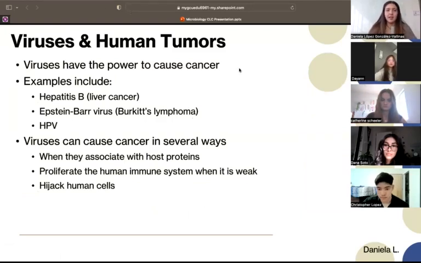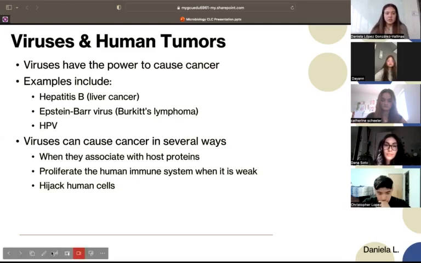Okay, so viruses in human tumors. Viruses have the power to cause cancer. Some examples are hepatitis B, which causes liver cancer, Epstein-Barr virus, which causes Burkitt's lymphoma, and HPV. Viruses can cause cancer in many ways. Some of them are when they associate with host proteins, they also proliferate when the human immune system is weak, and hijack human cells.